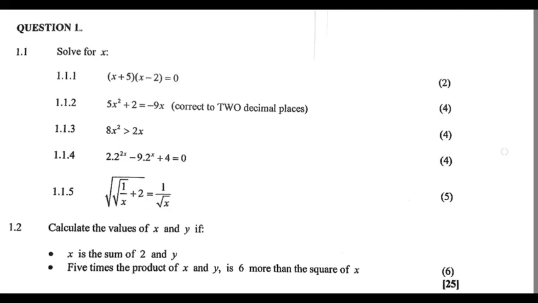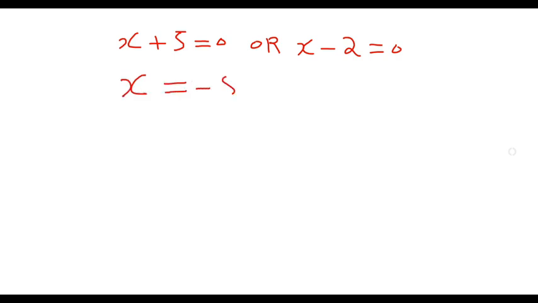1.1.1. (x plus 5)(x minus 2) is equal to 0. So x plus 5 is equal to 0 or x minus 2 is equal to 0. Set each factor equal to 0 and then solve for x. So x is equal to negative 5, or, moving the negative 2 over to this side, x is equal to positive 2. So this is my final answer.